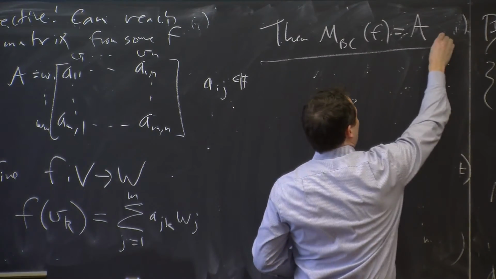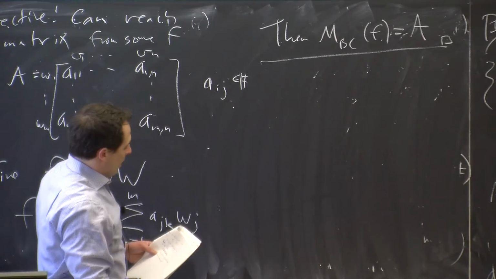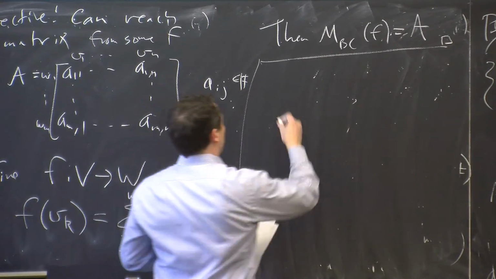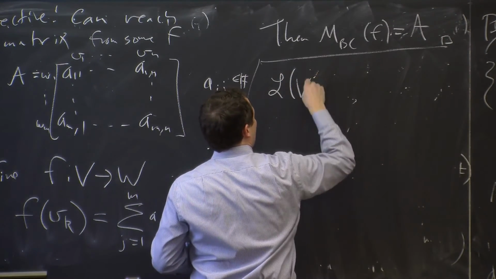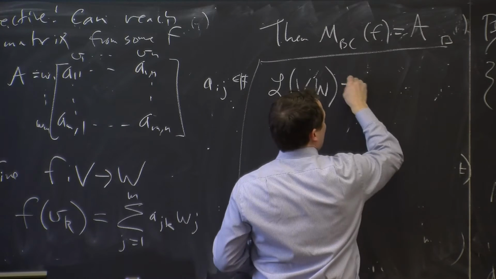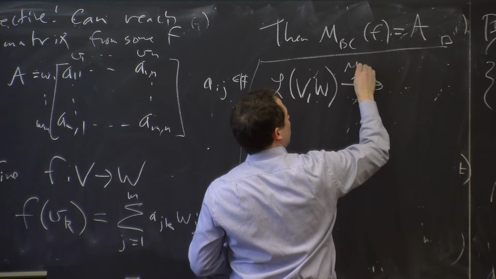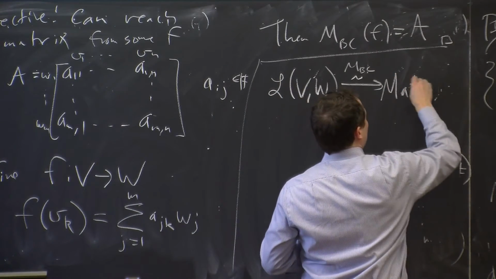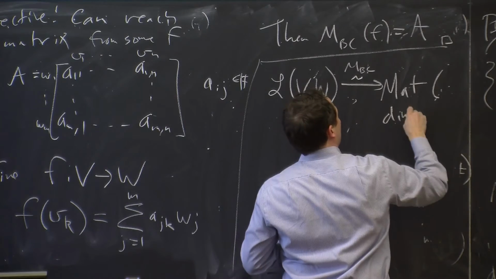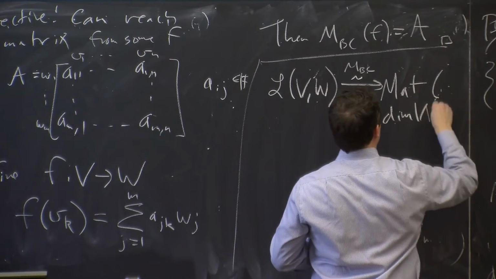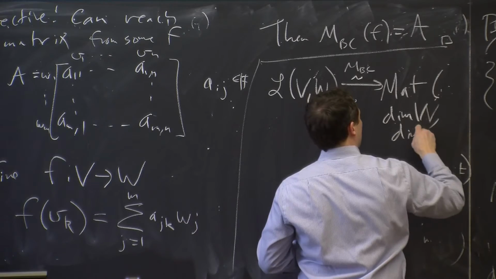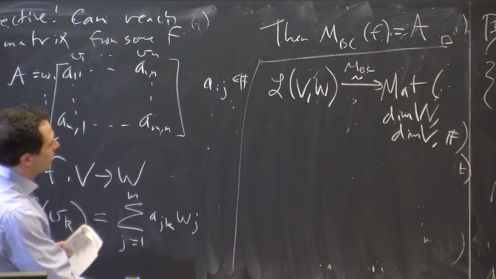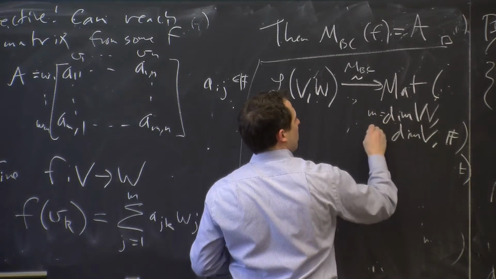So that has a nice consequence, which is that it tells us how to compute the dimension of a space of linear transformations. Right? It tells us that L(V, W) is isomorphic by some choice of basis to the space of matrices with dim W rows, dim V columns over the field. In this, we had this be m and this be n.